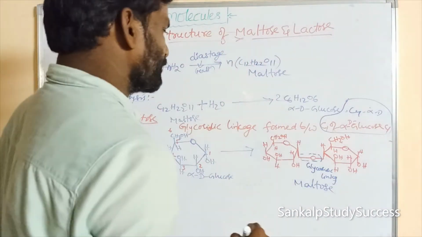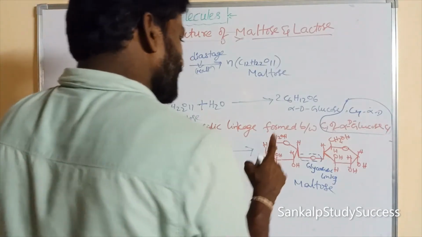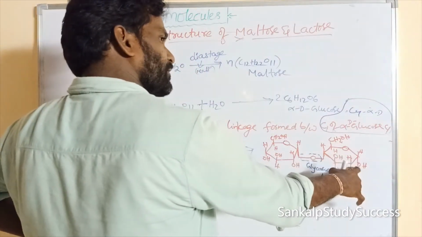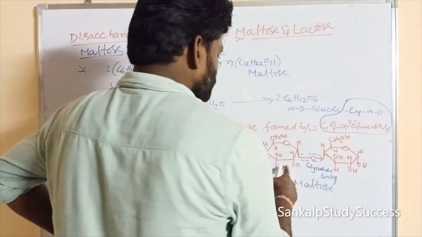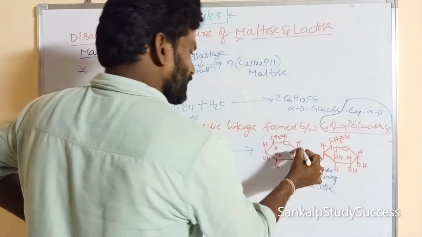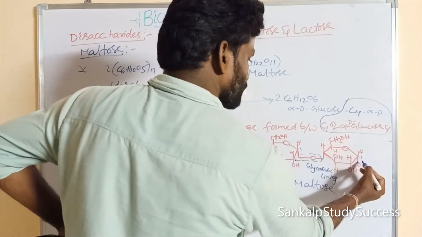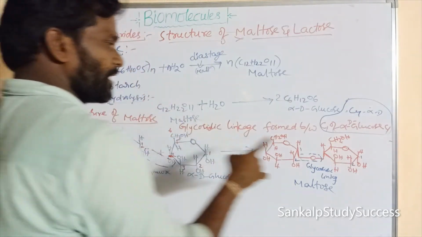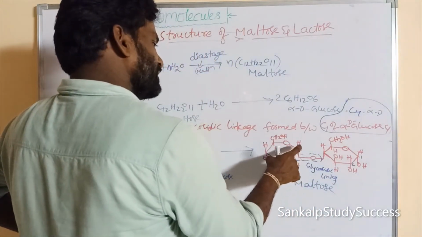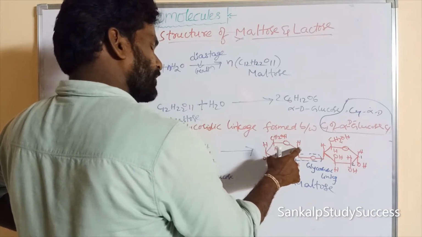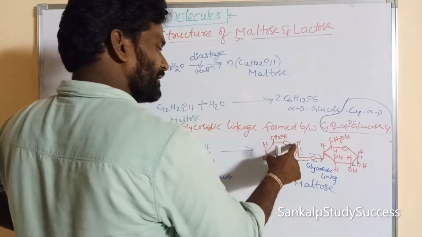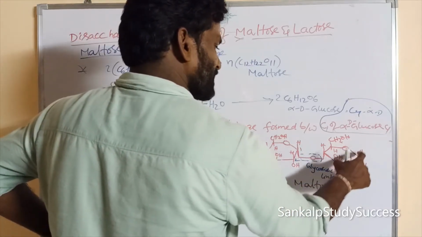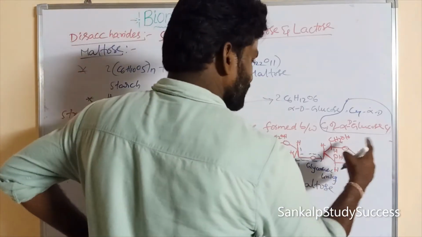In maltose, there is a free aldehyde group. This is the alpha D glucose unit, and this is the alpha D glucose unit. This is the first carbon, this is second. This is also first carbon, second. The aldehyde group is always present at the first carbon. Here the aldehyde group of the first carbon of this unit is present in the glycosidic linkage, but this one is not present in a glycosidic linkage.